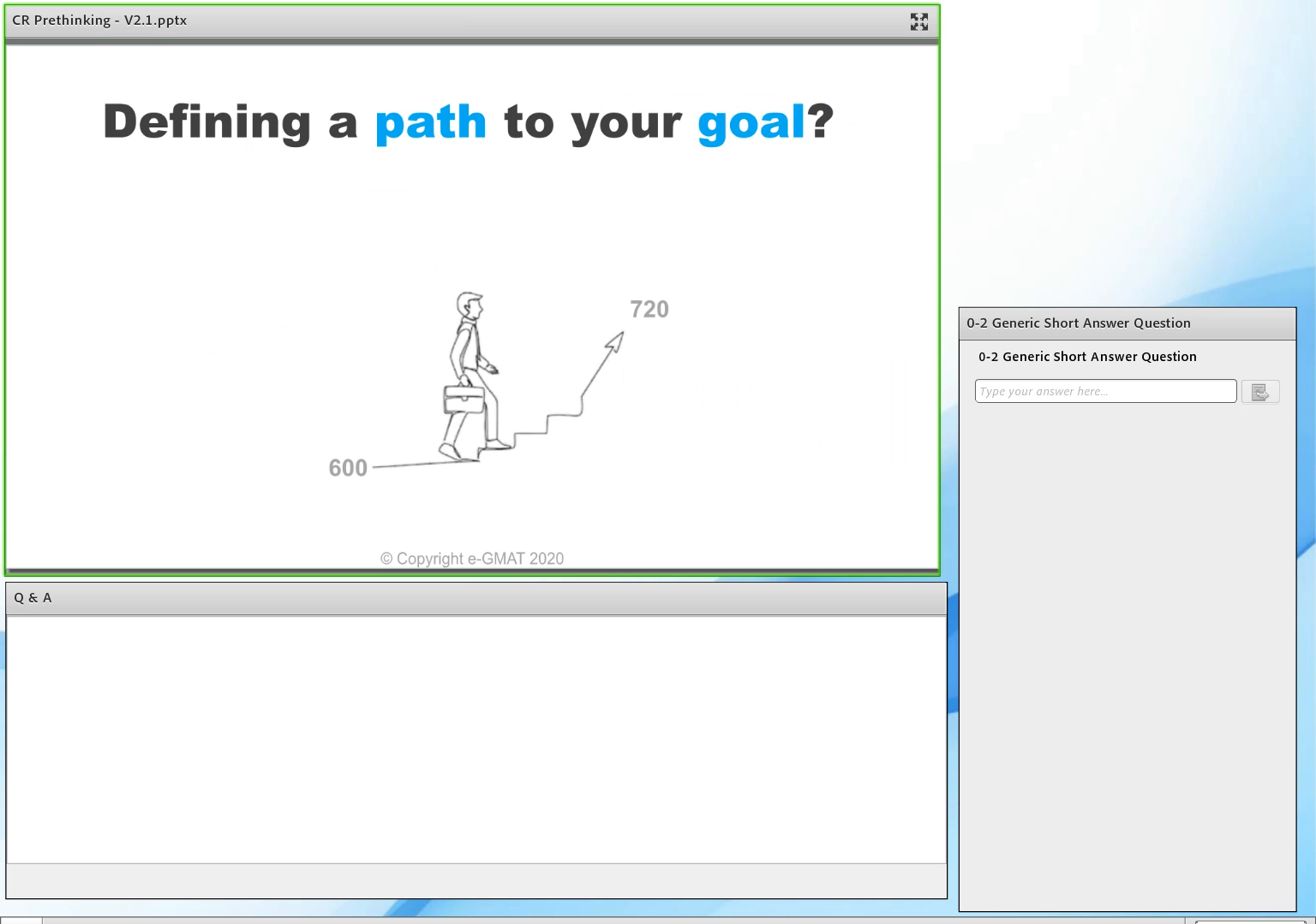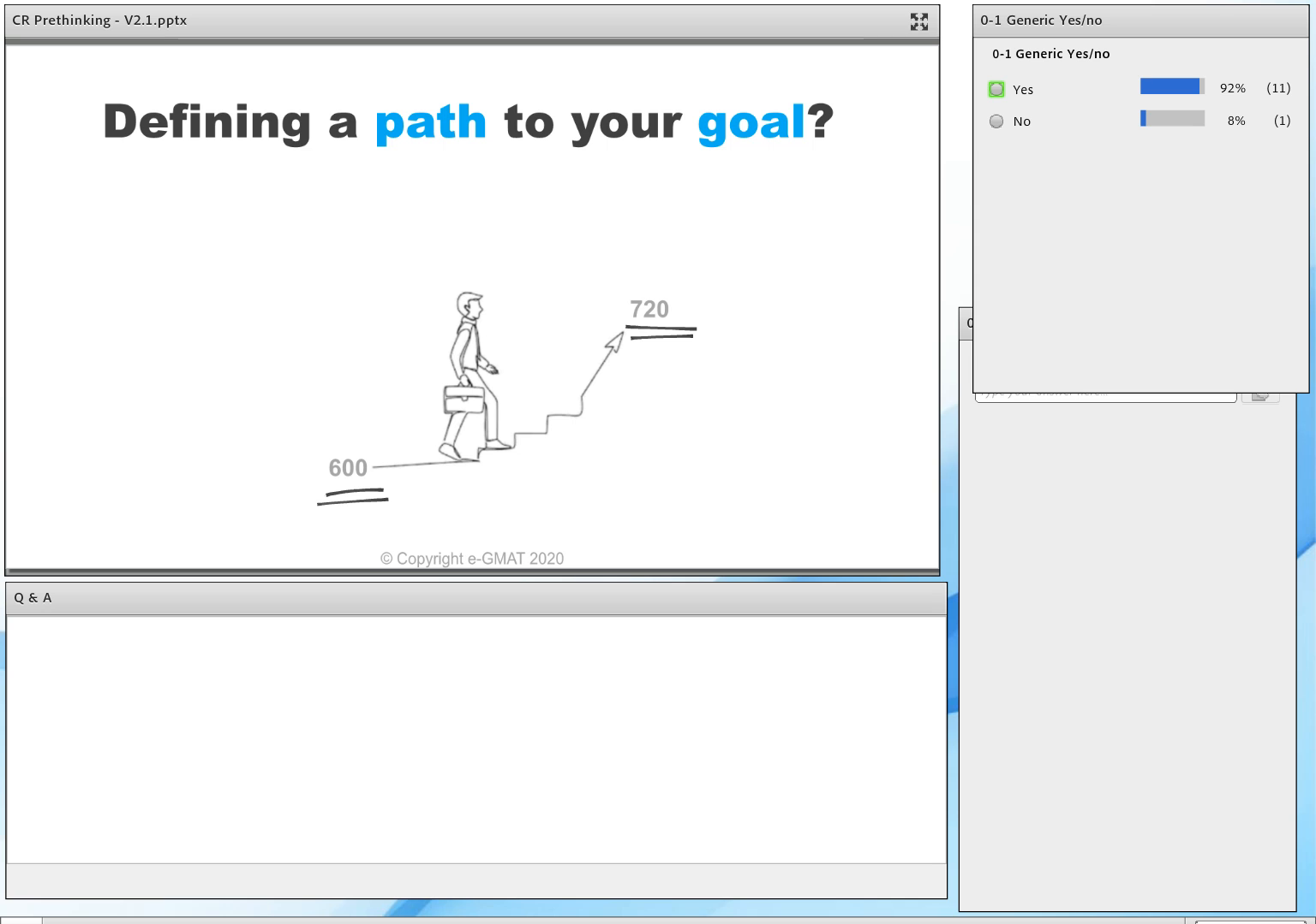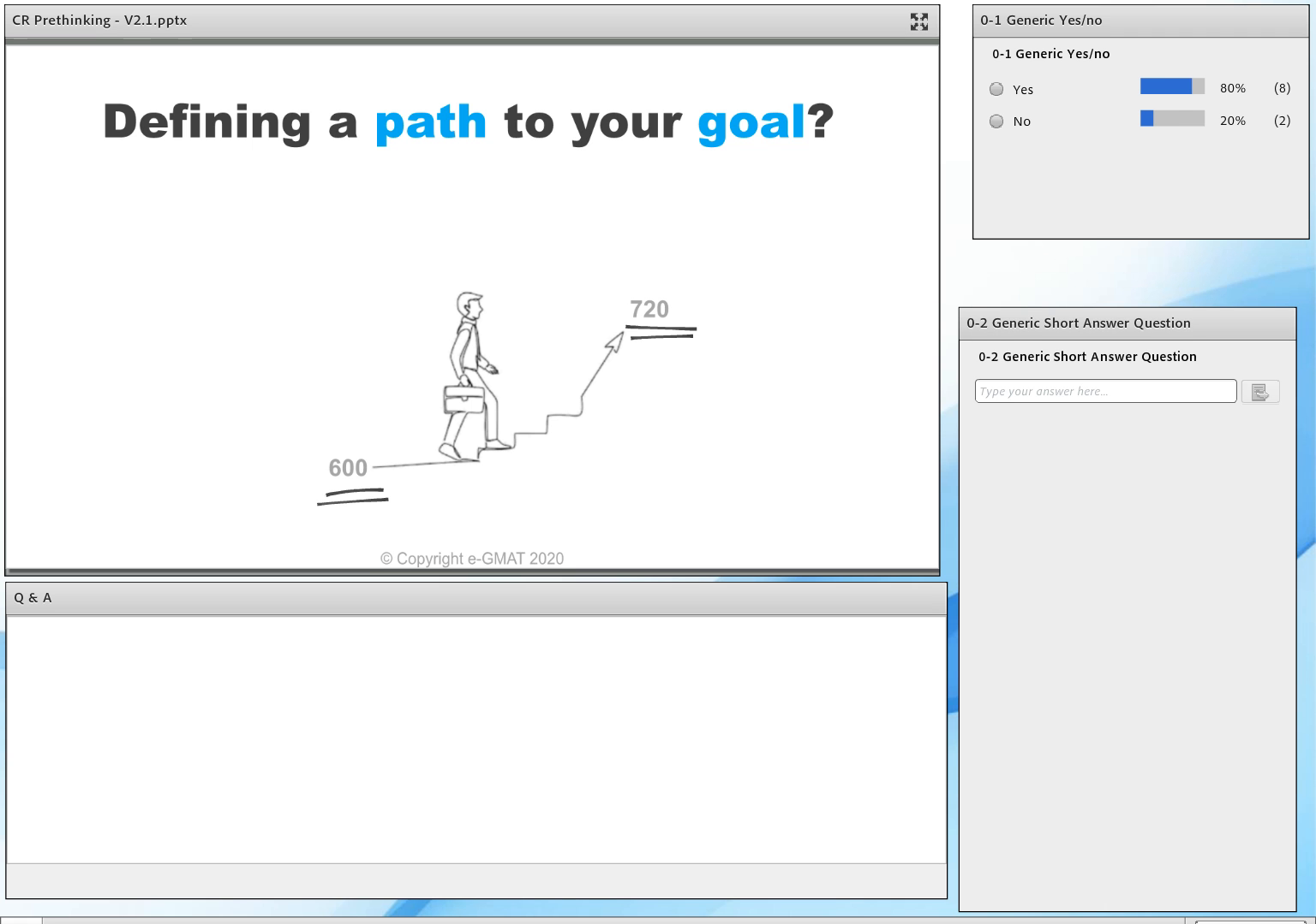Okay, so let's talk about how you do that step 1. Very briefly, I'm going to talk about a student who is starting at a 600 and is aiming for that score of 720. Anyone over here who recognizes with the student? 600 starting score, aiming for that 720 or so. We have a few people here.